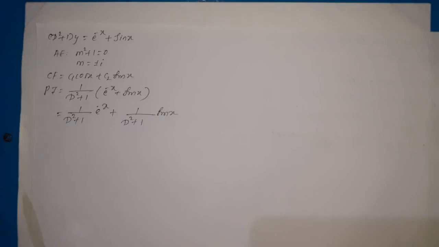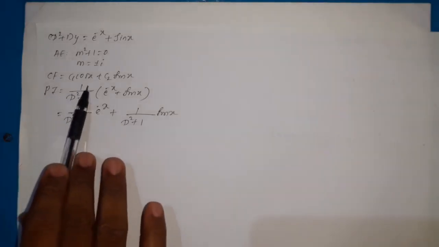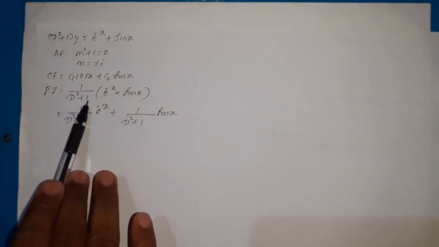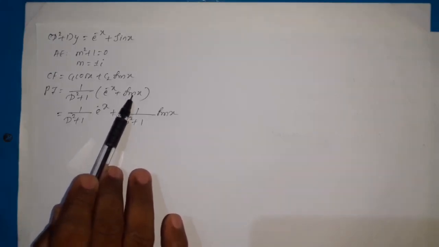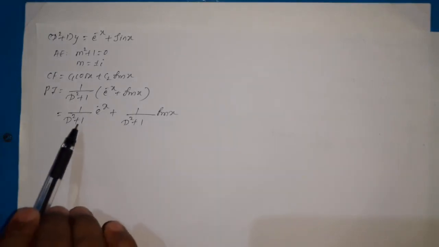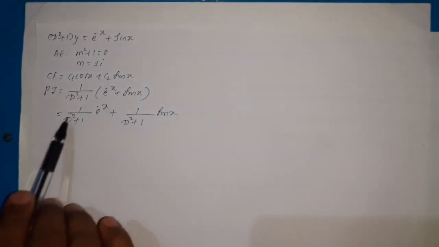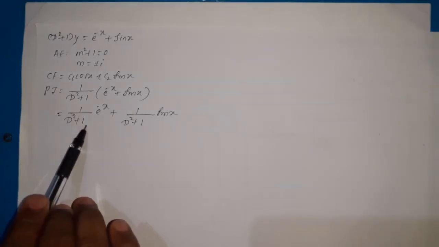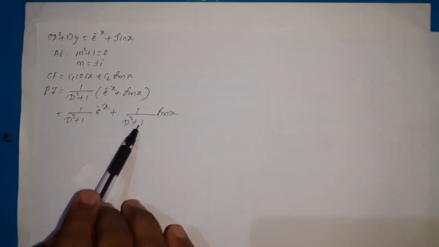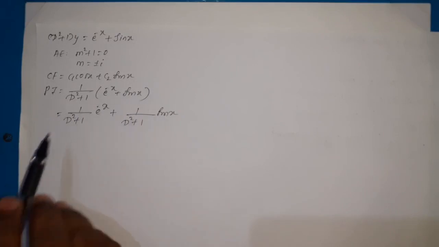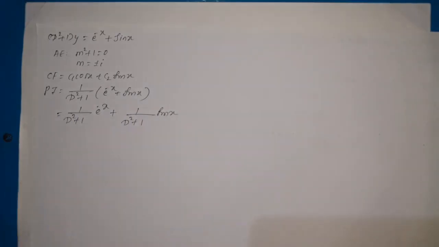Therefore the particular integral is given by 1 divided by d square plus 1 into e power minus x plus sin x, then separating the denominator for each function. So 1 by d square plus 1 into e power minus x plus 1 divided by d square plus 1 into sin x. In the first function the value of a is minus 1, and for the second function the value of a is plus 1.